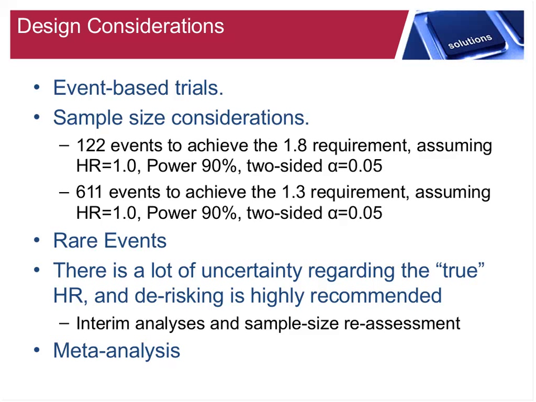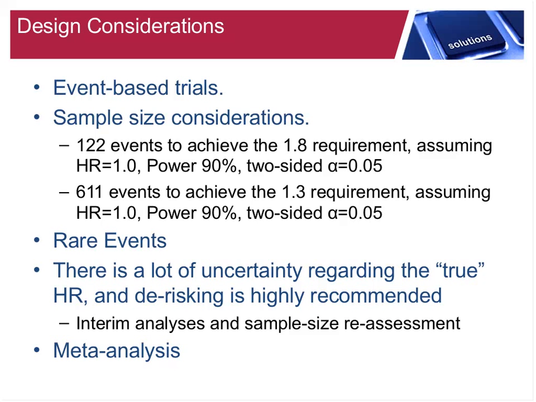As Paul mentioned, there is a simple formula that can be very useful to do some initial calculations in your mind. 611 events, what does that mean? If you can expect an annual rate of 1%, that means that you need 61,000 patient years to accomplish the 1.3. Or if you have 2%, then you would need about 30,000 patient years to accomplish the 1.3 requirement. That means 30,000 patient years, about 3,000 patients for 10 years, or 6,000 patients for 5 years.